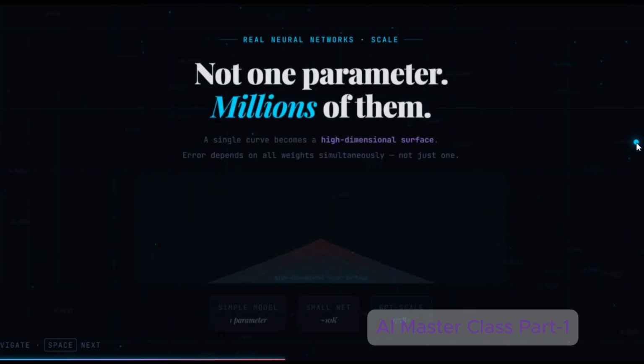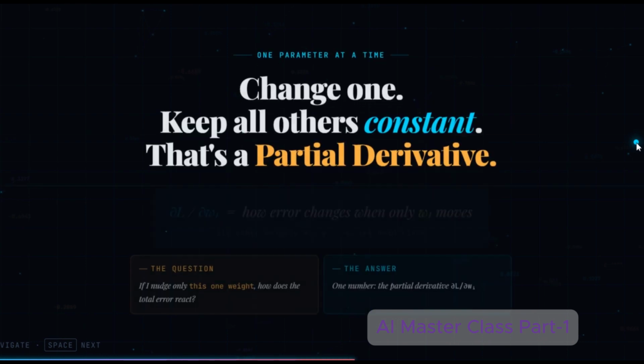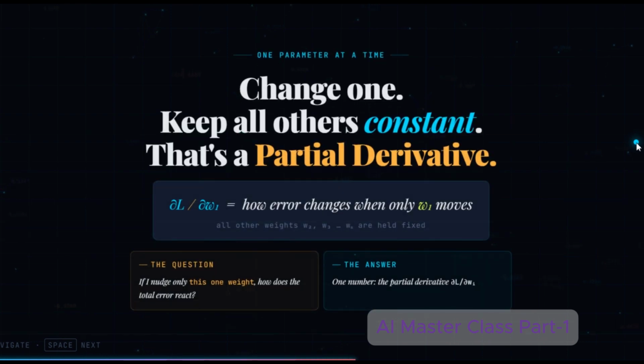Now, real models are not that simple. They don't have just one parameter. They have thousands or even sometimes millions of parameters. So instead of a simple curve, now you have a high dimensional surface. Now error depends on many variables, not just one. So now the question becomes, if I change only one parameter and keep all others constant, how will the error change? This is what we call partial derivative. So for each parameter, you measure its individual effect on the error, assuming everything else stays the same.